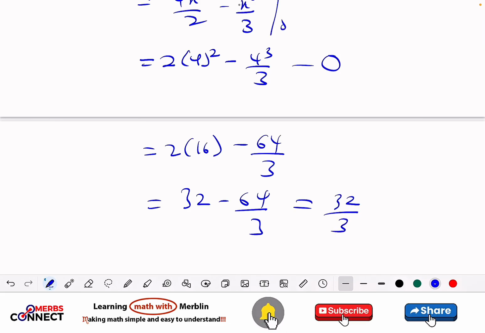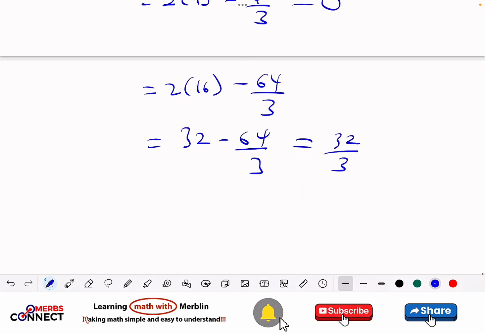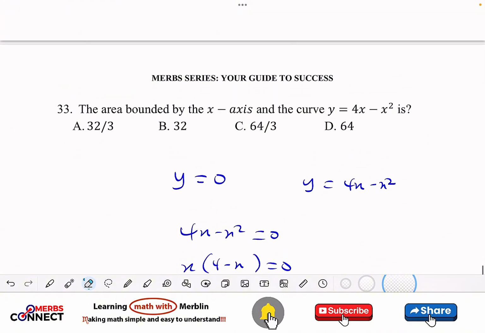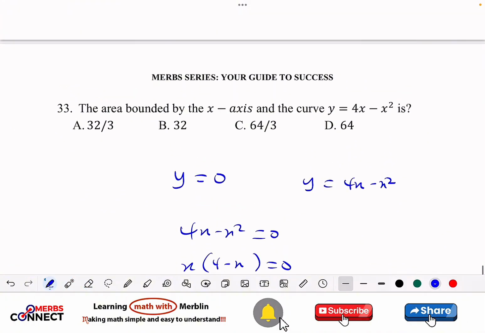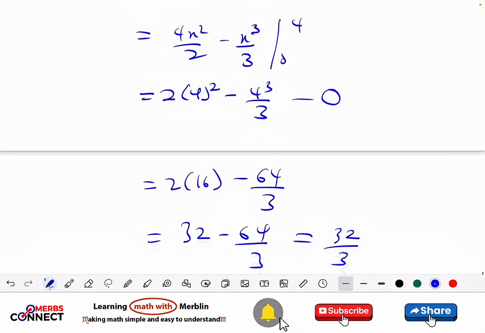Is that right? Let me check if that's right. This is going to be 90. Yeah, so that is right. That's right, 32 on 3. So that is going to give us an A here.